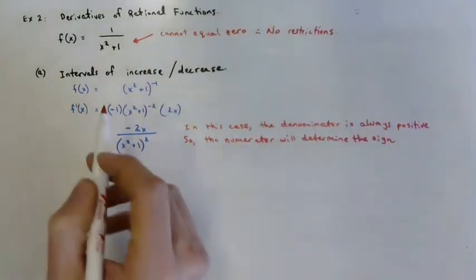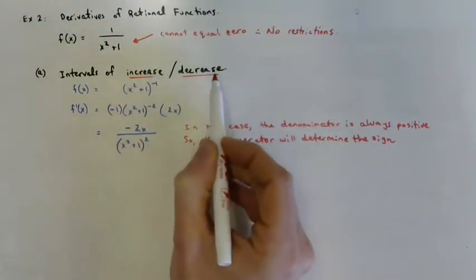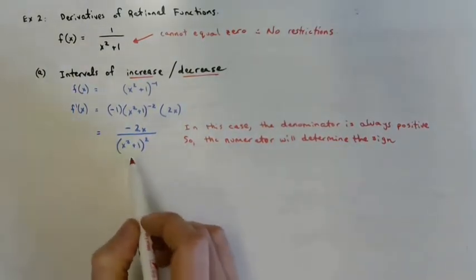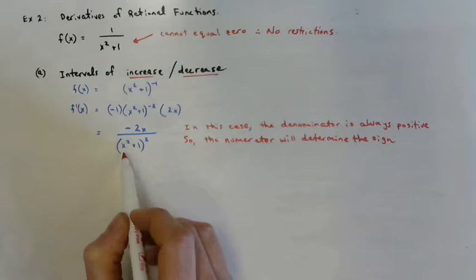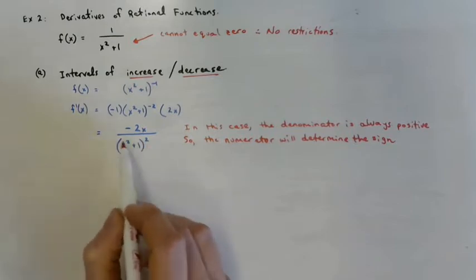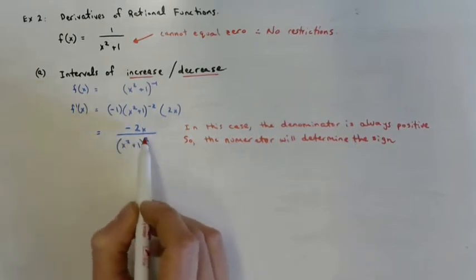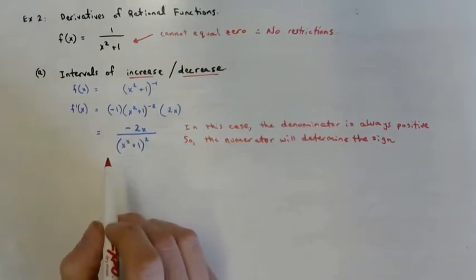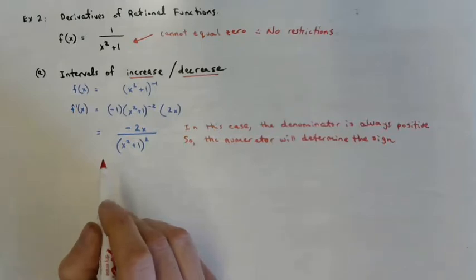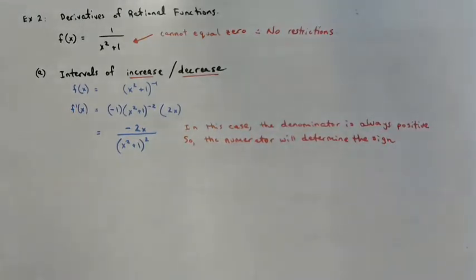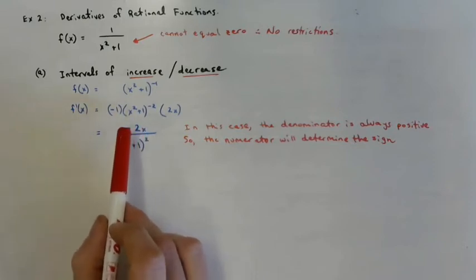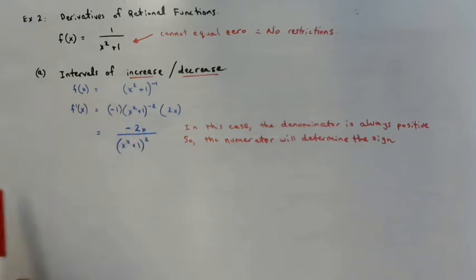So we said we were looking for intervals of increase and decrease, which are determined by the sign of the first derivative. Well, now we know even though there's a variable in the denominator, this is always going to be positive, so the sign is going to be dependent on the value of x in the numerator. So what we need to do then is find the values of x where the numerator is going to be equal to 0.